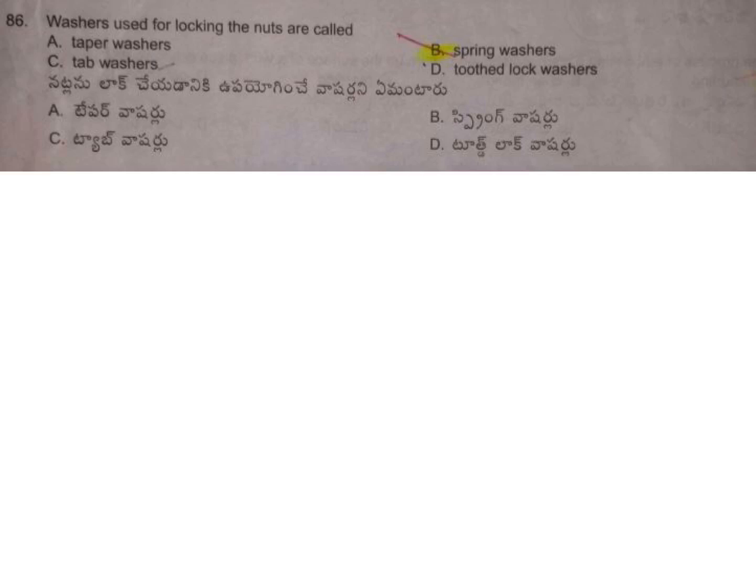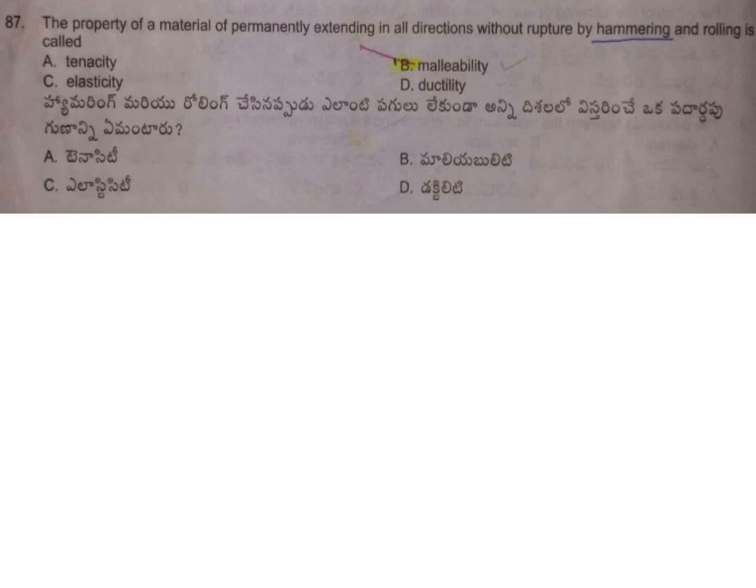The property of a material of permanently extending in all directions without rupture by hammering and rolling is called as A. Ductility, B. Malleability. B, malleability, is the answer.